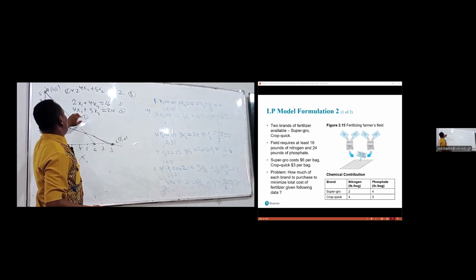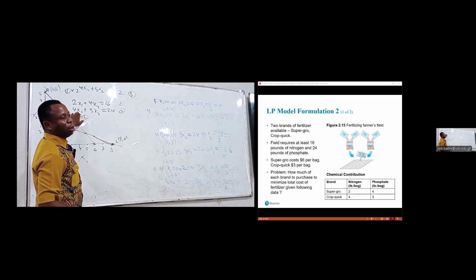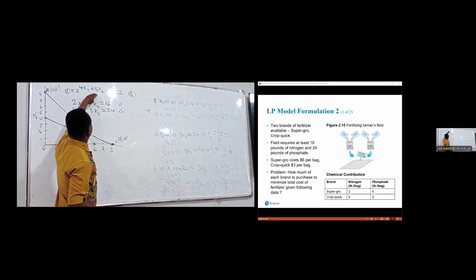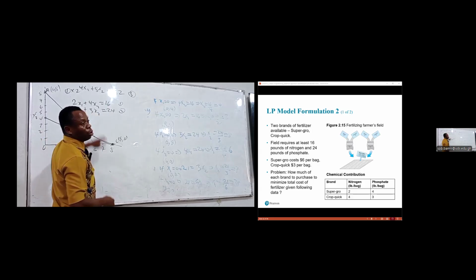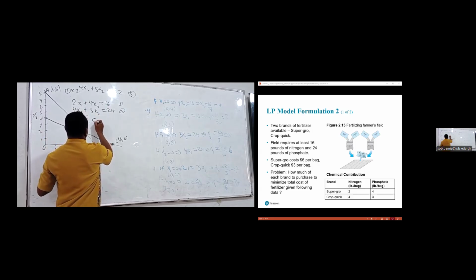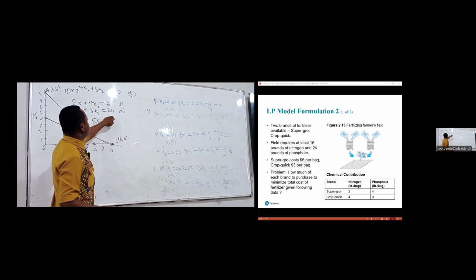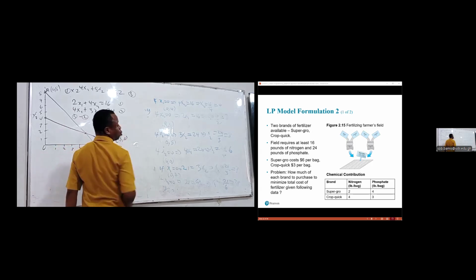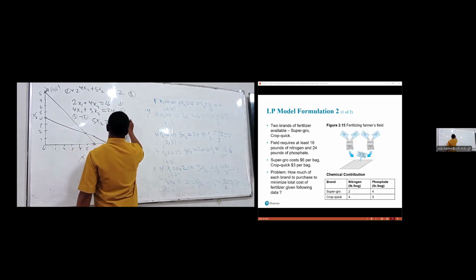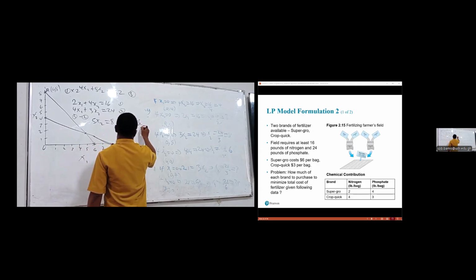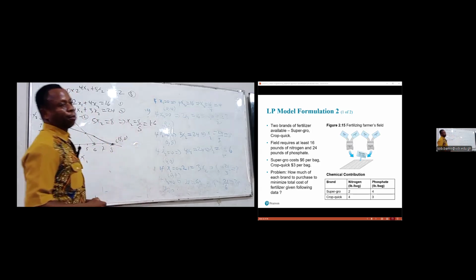4x1 minus 4x1 is what? 0. So that one, 0. 8x2 minus 3x2 is what? So 5x2 is equal to 32 minus 24, which is 8. So it will imply that x2 is equal to what? 8 over 5, which is what? 1.6.